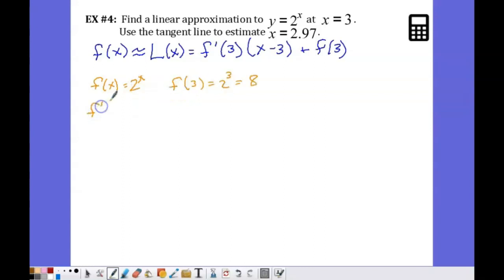Next, we need f prime of 3, so we will take the derivative of 2 to the x. F prime of x is natural log of 2 times 2 to the x. Thus, f prime of 3 is natural log of 2 times 8, or 8 ln of 2. Next, we substitute into our linear function, so L of x equals 8 natural log of 2 times quantity x minus 3 plus 8. Let's input this function into the TI.